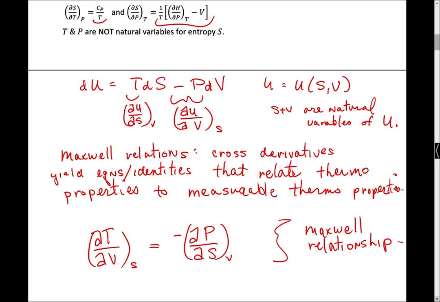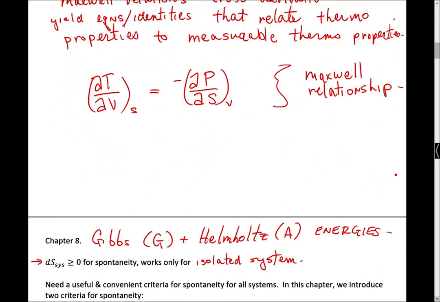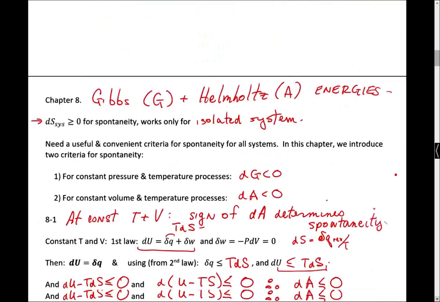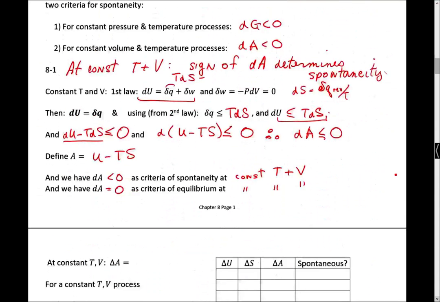The other thing that we can do is recognize that once I have this equality, I can rearrange it and say pressure depends on dS, or dS depends on pressure, by rearrangement. And so this allows us to determine how thermodynamic properties change. We'll do some applications of that.